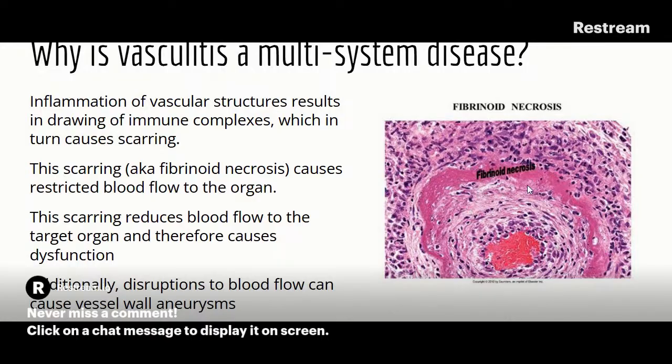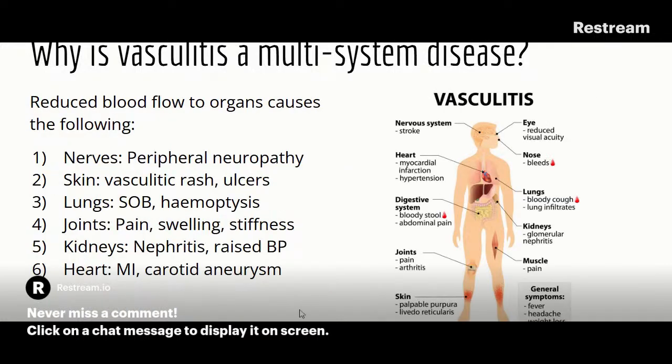If you have scarring, fibrinoid necrosis, particularly on one side, you can cause that wall to be weakened, and that can cause blood flow to prefer to pour into that wall, causing an aneurysmal picture. So this is not an exclusive list. As you can see from the diagram here, it is a systemic disease.